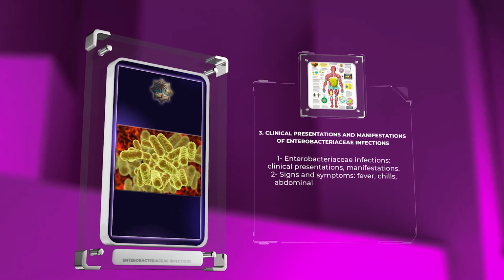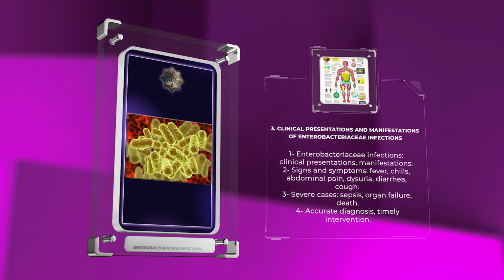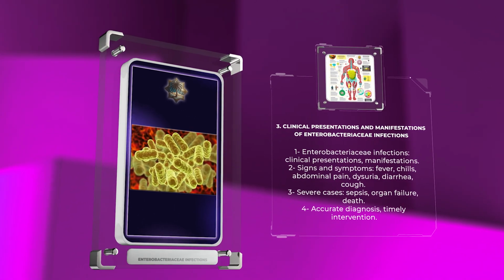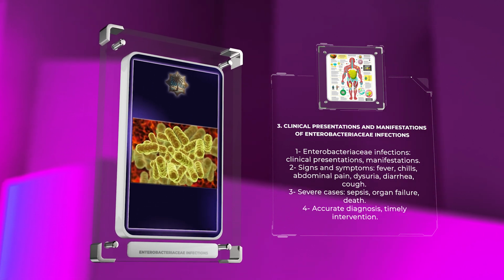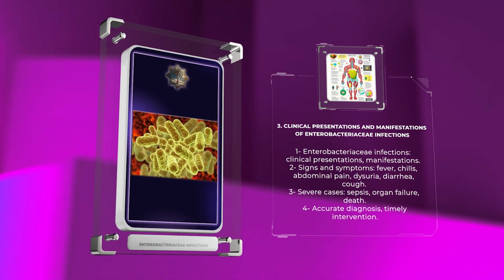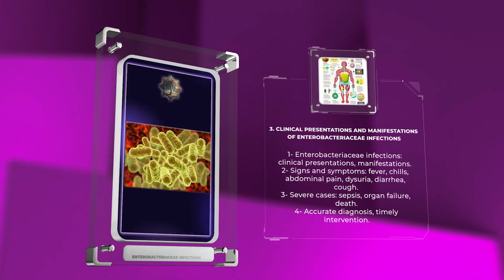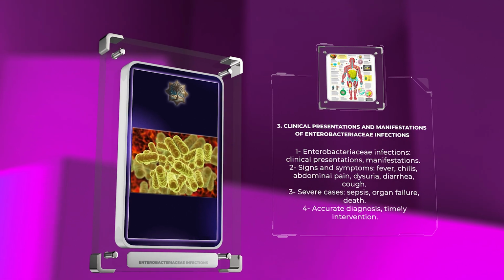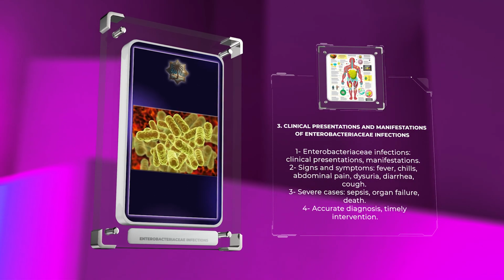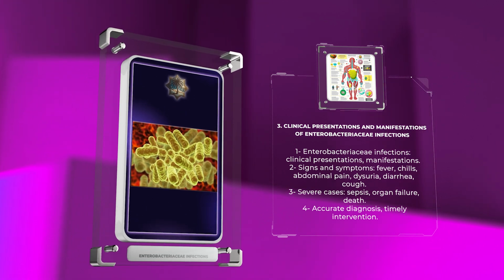Moving forward, let's focus on the clinical presentations and manifestations of Enterobacteriaceae infections. These infections can manifest in various ways depending on the specific bacterial species involved and the site of infection. Common signs and symptoms include fever, chills, abdominal pain, dysuria, diarrhea, and cough. Severe cases can lead to sepsis, organ failure, and even death. Understanding the diverse clinical outcomes is critical for accurate diagnosis and timely intervention.